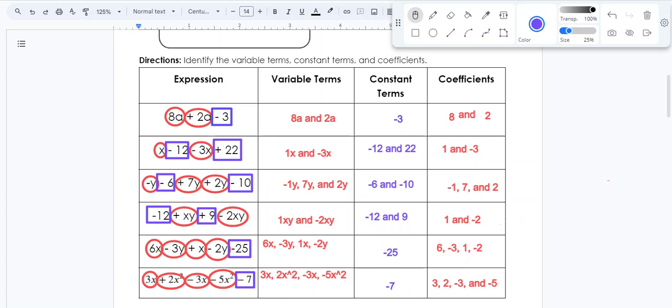All right, hopefully you paused the video and tried your best, and hopefully you got something like this. Here are the correct answers. You can check your work and see how you did. Pause the video if you need to.